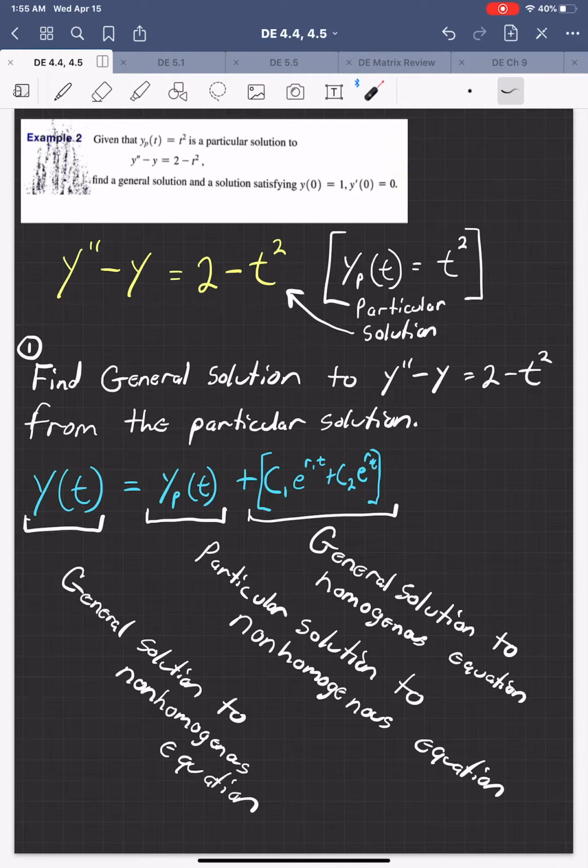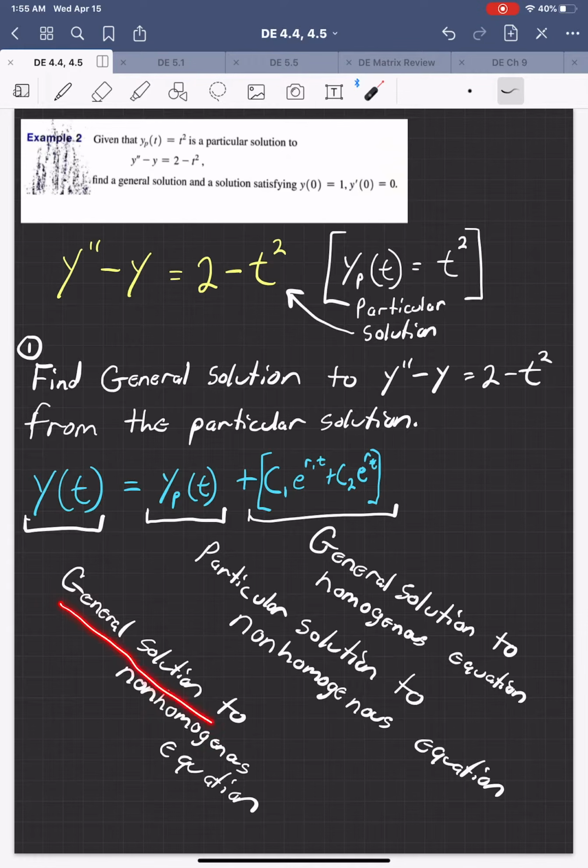Now, what do they want? Well, the first thing they want is for me to find the general solution to this differential equation, right? So how do I go from a particular solution to a non-homogeneous equation to a general solution to a non-homogeneous equation? And bear with me here. Well, look, I'll already tell you right now, this t squared was given, right? That's going to end up going here.